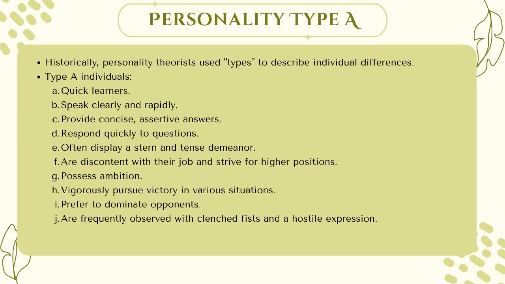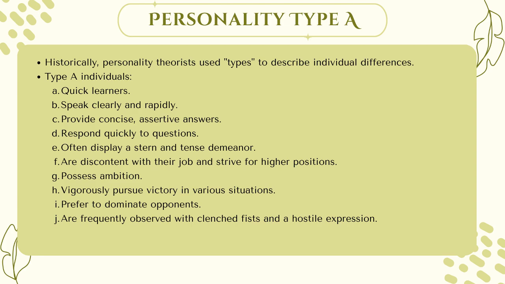Types of personality, or personality types. Types theory of personality. Personality type refers to the psychological classification of different types of individuals. Personality type A. This type of people are quick at studies. They speak clearly and very fast. They provide short and strong answers to questions. The gap between asking questions and receiving answers from them is very short.